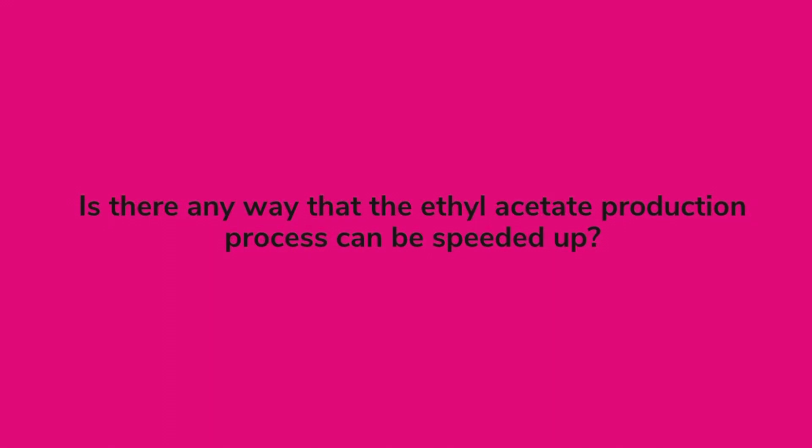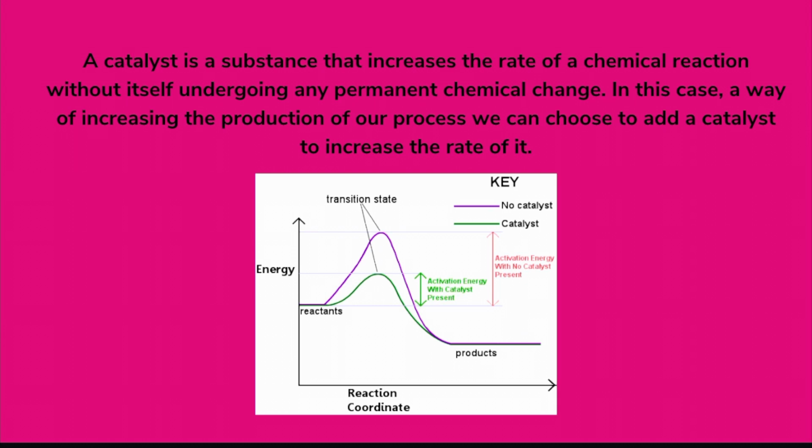Is there any way that the ethyl acetate production process can be speeded up? Yes, we can use a catalyst. A catalyst is a substance that increases the rate of a chemical reaction without itself undergoing any permanent chemical change. In this case, a way of increasing the production of a process is adding a catalyst to increase the rate of it.